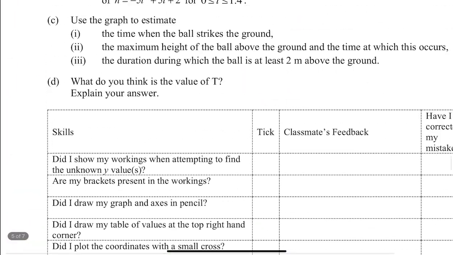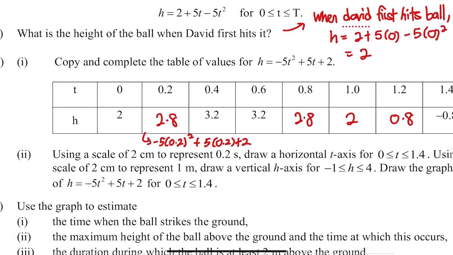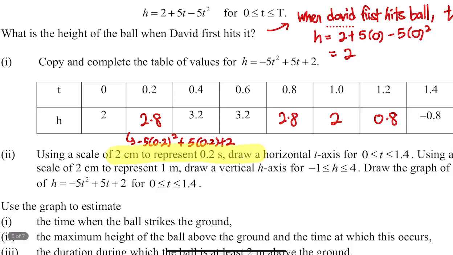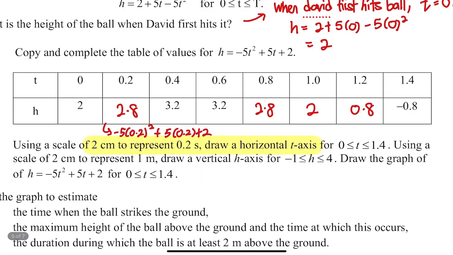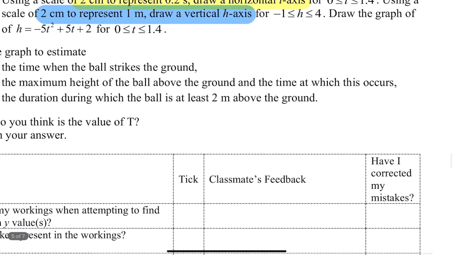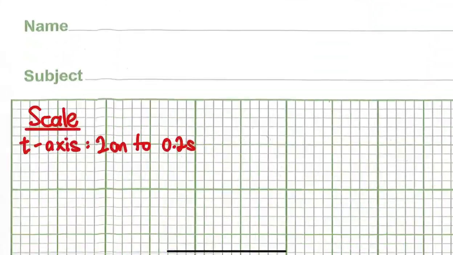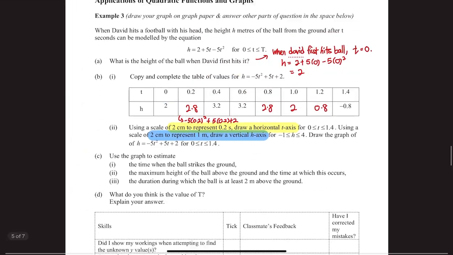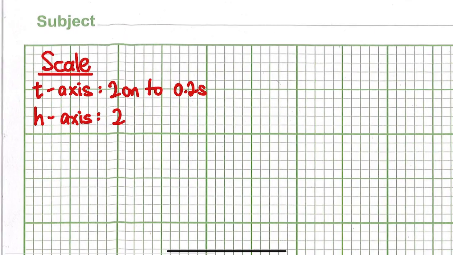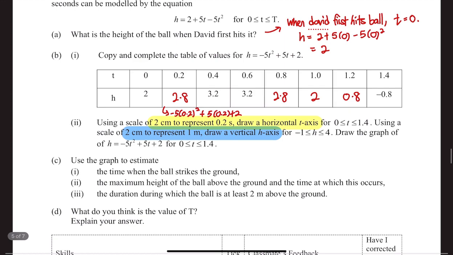Then for the vertical axis, I use 2 cm to 1 meter for the vertical h-axis. Instead of y, we call this h now. So let's write out the h-axis, this is your vertical axis. It is 2 cm to 1 meter. Then now I can fill in the table of values based on these values over here.